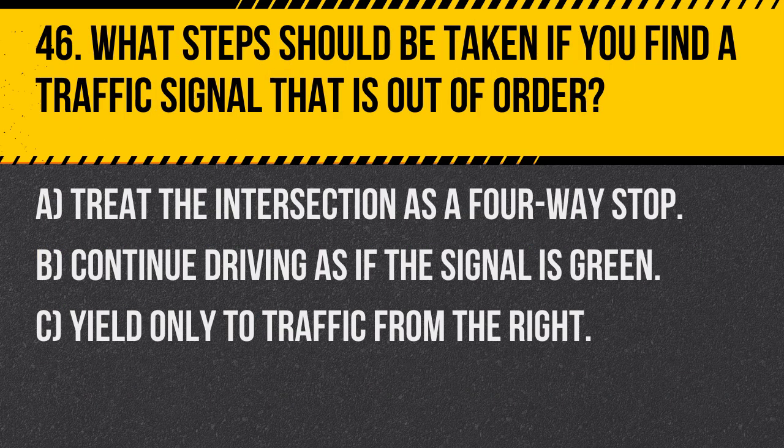Question 46. What steps should be taken if you find a traffic signal that is out of order? A. Treat the intersection as a four-way stop. B. Continue driving as if the signal is green. C. Yield only to traffic from the right. Answer: A. Treat the intersection as a four-way stop. This ensures all drivers take turns and proceed safely through the intersection.